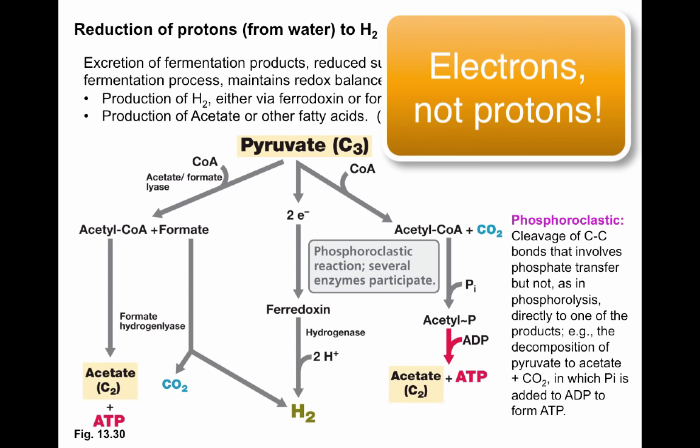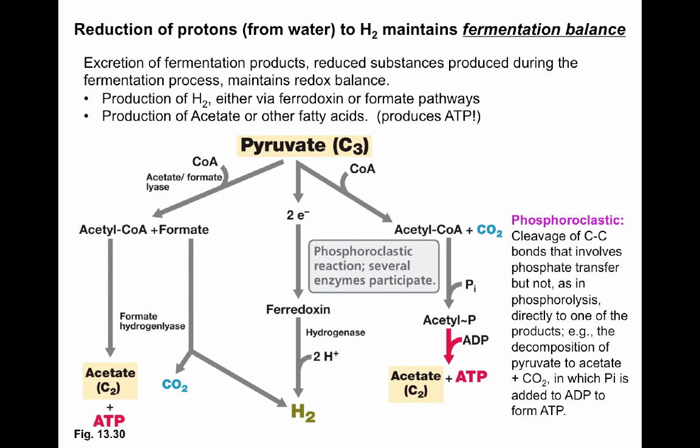Protons from pyruvate can be donated to ferredoxin, and now ferredoxin, by the enzyme hydrogenase, can produce hydrogen gas. Or you can go from pyruvate to acetyl-CoA and carbon dioxide. Acetyl-CoA is going to be phosphorylated to generate acetyl phosphate and coenzyme A. And here, with ADP, you can generate acetate and ATP.